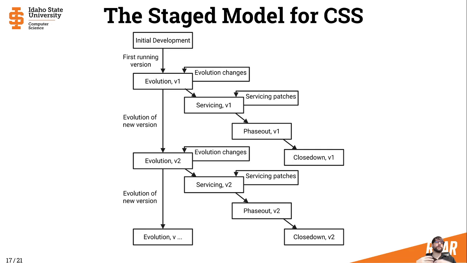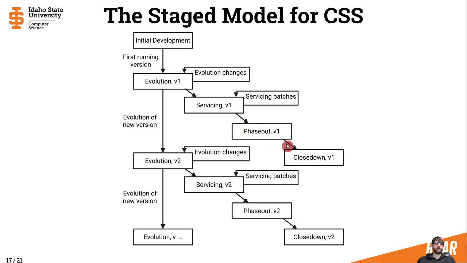Additionally, we can have a much more incremental staged system, where it's staged not only in the ideal, where we have initial development, evolution, servicing, etc., and then eventually phase it out. But we are actually looking at each version and doing this process, possibly even simultaneously. So we have the first running version. We create evolution, and then we hit V1 for evolution. So version 1 evolution has the evolutionary changes, servicing for V1, servicing patches, phase out V1, close down.